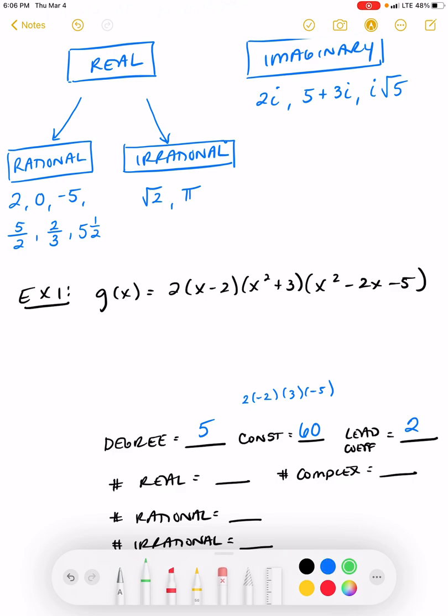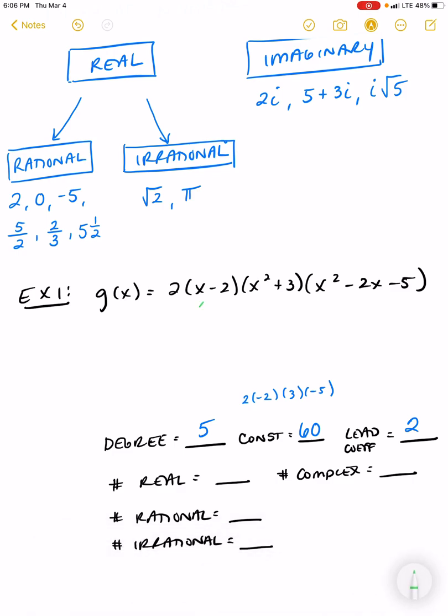Now I go through and look at each factor and think about solving it. This factor yields x equals 2. This is one real root, and not only is it real, but it is a rational root because it's a whole number. For this next factor, I'll do my work here so you can see my thinking. We subtract the 3 and square root both sides. So this factor yields the roots plus or minus i square root of 3.